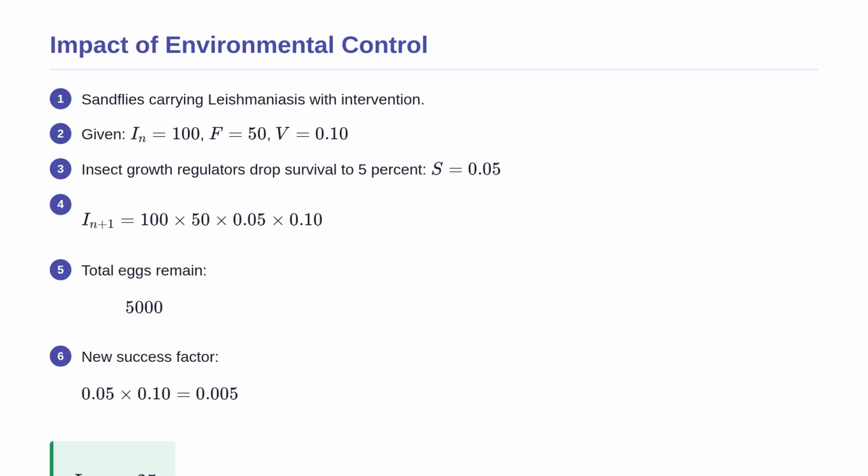We plug these new values into our formula. The total eggs remain at 5,000. But our new combined success factor is much lower, at 0.005. Multiplying the 5,000 eggs by this tiny fraction gives us a final answer of just 25 infected sandflies emerging in the next generation.